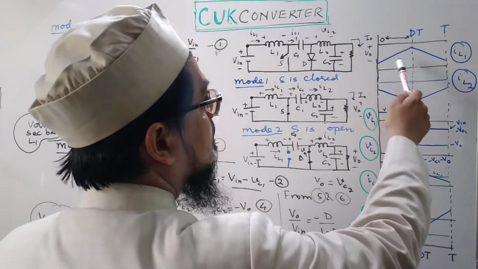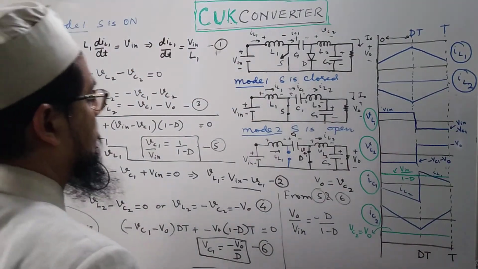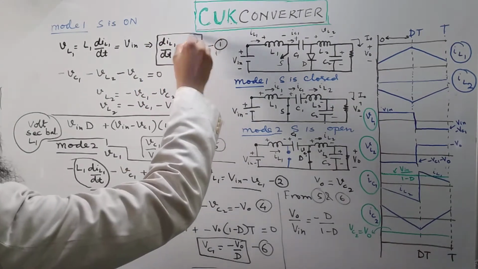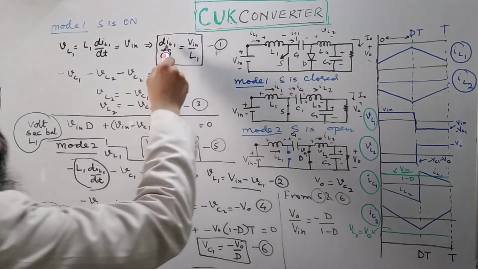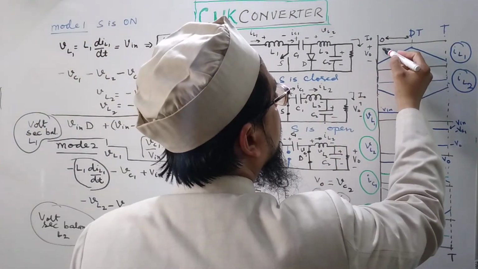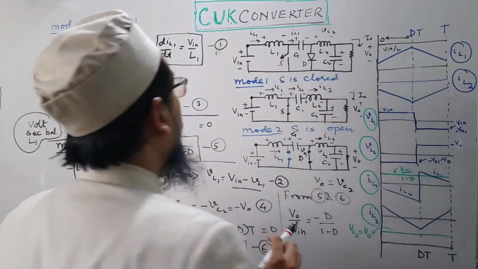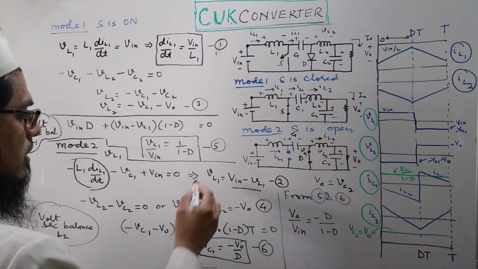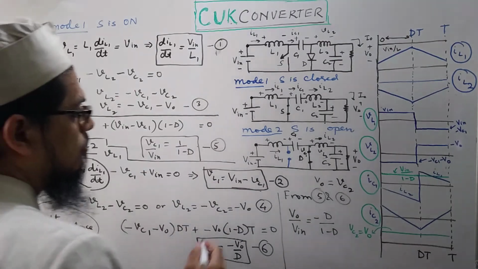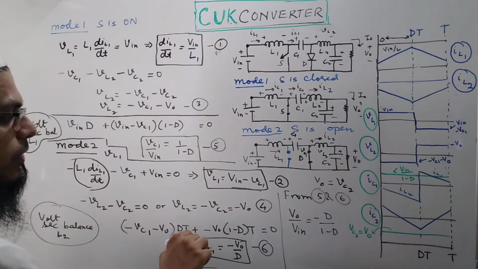So let's start with the inductor current IL1. You could see here I have written down the expression for the inductor current L1. It is dIL1 by dt is Vin by L1. So this is the slope Vin by L, and this is positive, and in the negative half we have dIL1 by dt equals Vin minus Vc1 by L1.